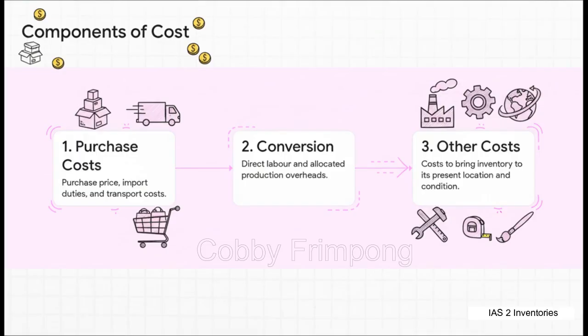IAS 2 breaks cost down into three main buckets. You have your cost of purchase, cost of conversion, and any other costs that were necessary to get that inventory to where it is and in the condition it's in. Let's check them out one by one.